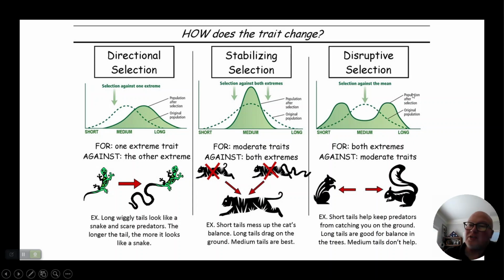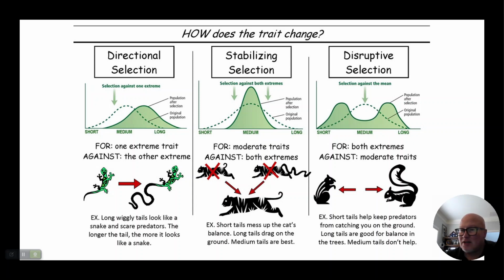Disruptive selection is when the two extremes are selected for and nothing in the middle. So what you could end up with are, say for instance, squirrels with very, very short tails and squirrels with very, very long tails. But medium-sized tails don't offer any sort of advantage, and so you don't end up with a lot of squirrels with medium-sized tails. So that would be directional, stabilizing, and disruptive selection.